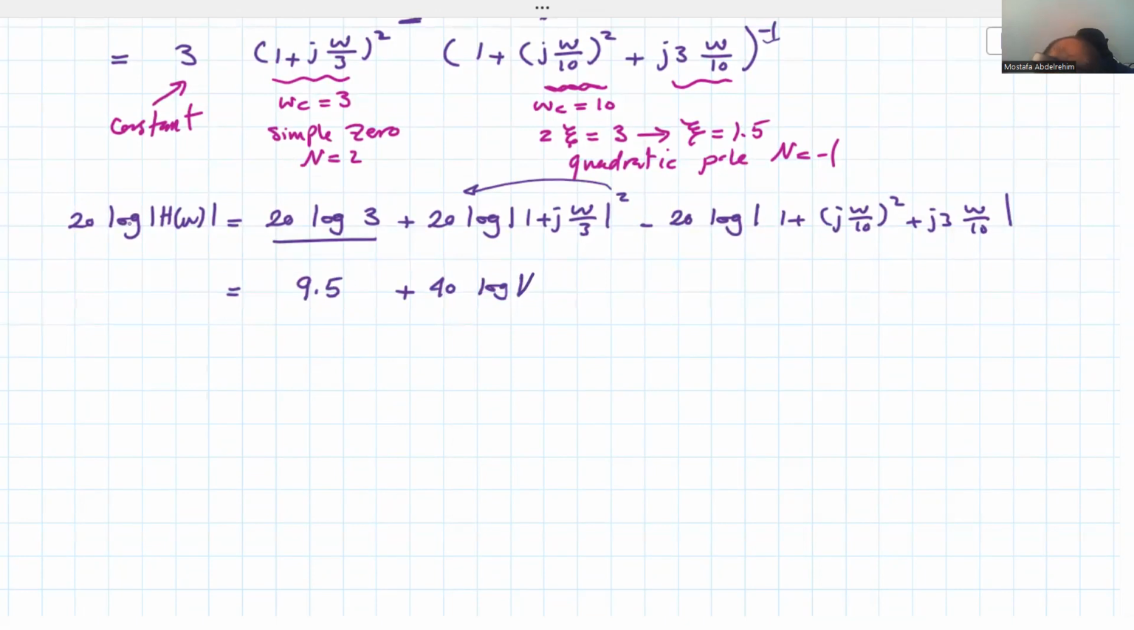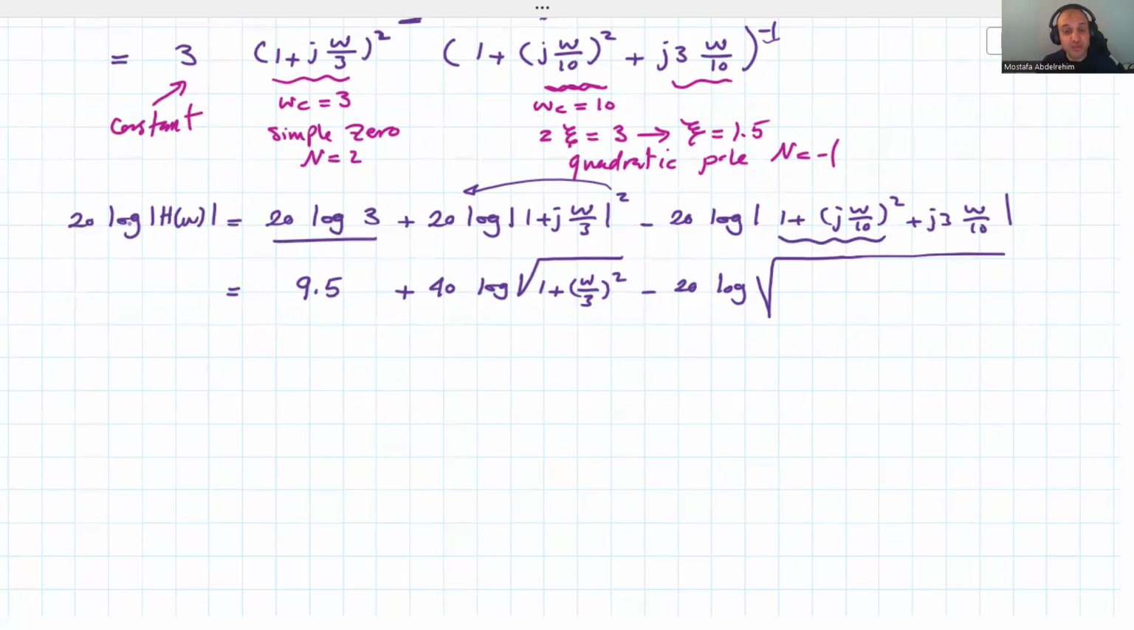And let's do the magnitude, which is 1 squared plus omega over 3 squared, minus 20 log the magnitude of all of that, with the square root of the real part squared plus the imaginary part squared. This is the real part, by the way. Although there is a j there, remember, it's squared. So j squared is -1, so it's real, right? So 1 plus j over omega over 10, and all this plus the imaginary part squared, 3 omega over 10.